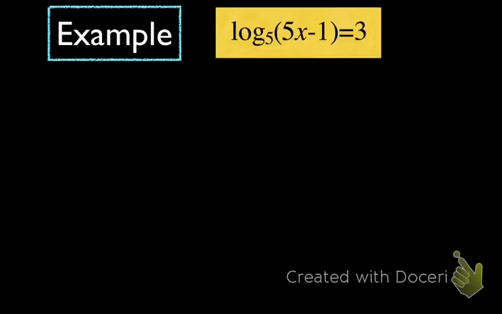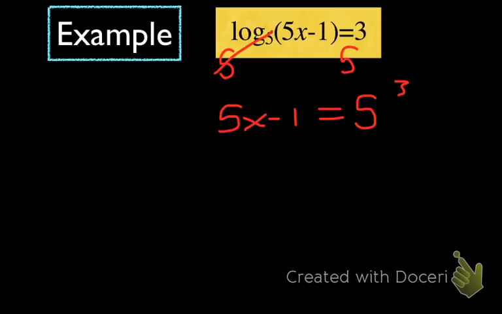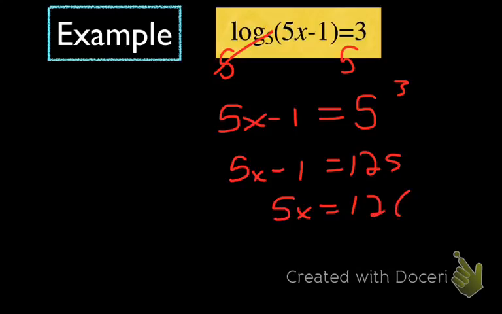So I have log base 5 of 5x minus 1 on the left equals 3. I've already got the logarithm by itself, so now we're just going to exponentiate both sides with a base of 5. I end up with 5 cubed, that's 125, equals 5x minus 1. If I add 1 to both sides, I get 5x equals 126. And a little mental math tells me that x will equal 25.2.